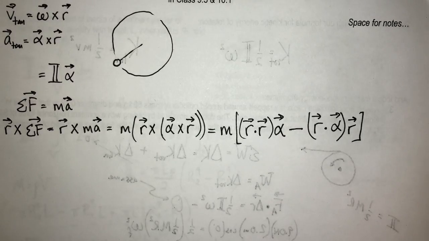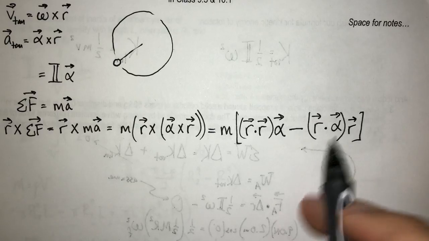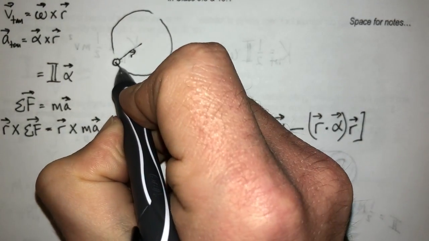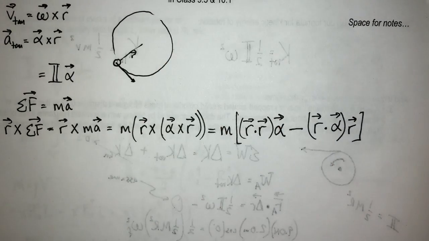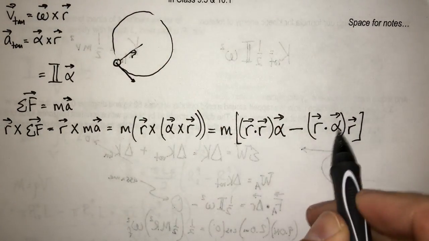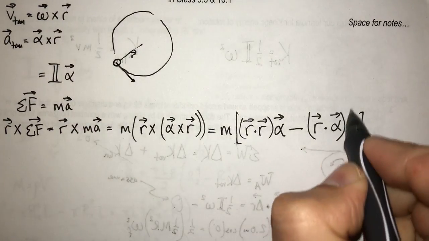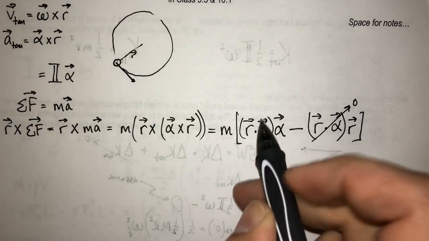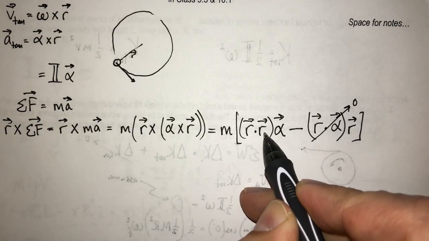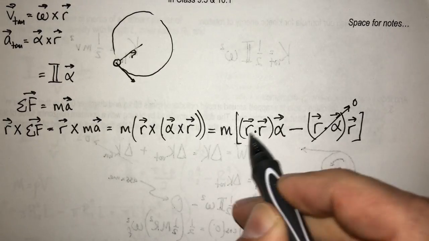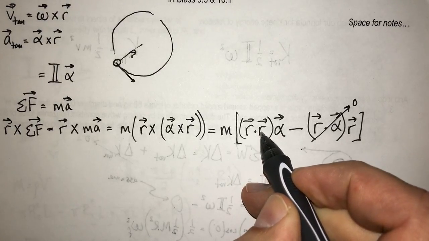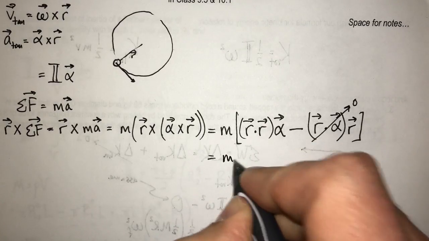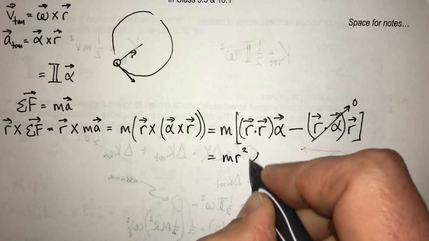Now, at first glance, that doesn't look all that better, but r and tangential acceleration are perpendicular, which means the dot product of those two things is 0. And r dot r, well, any vector is parallel to itself. So that's the magnitude of the one times the magnitude of the other times the cosine of 0. So that's just r squared. So this reduces to m r squared alpha.